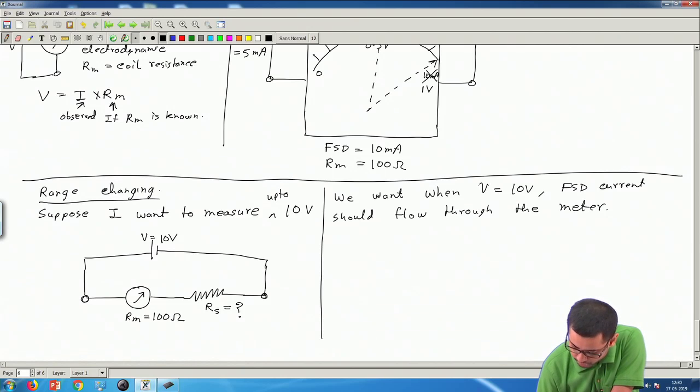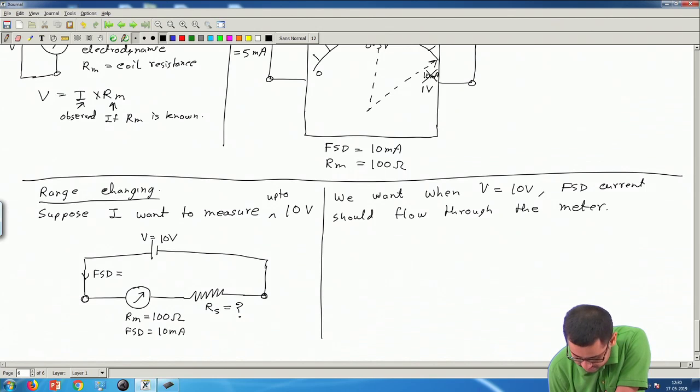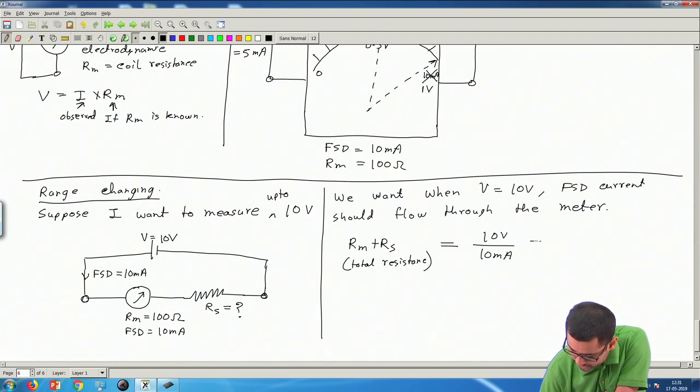Okay. So, now we know voltage is 10 volt, and we want this current to be FSD current, full scale deflection current, which for this meter, let us take the previous example only, is 10 milliampere. So the total resistance of the circuit, which is Rm plus Rs, should be given by 10 volt divided by this current 10 milliampere. This will come out to be 1 kilo ohm or 1000 ohm.